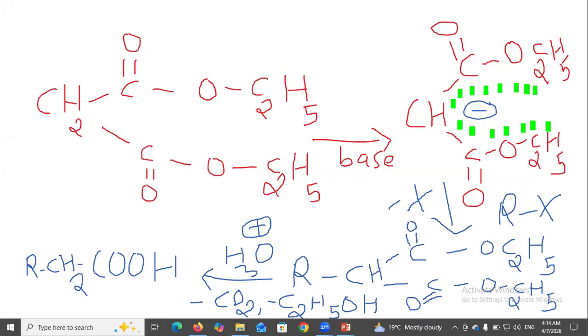Malonic ester with a base gives this carbanion, which is treated with an alkyl halide, and then hydrolysis produces a carboxylic acid.